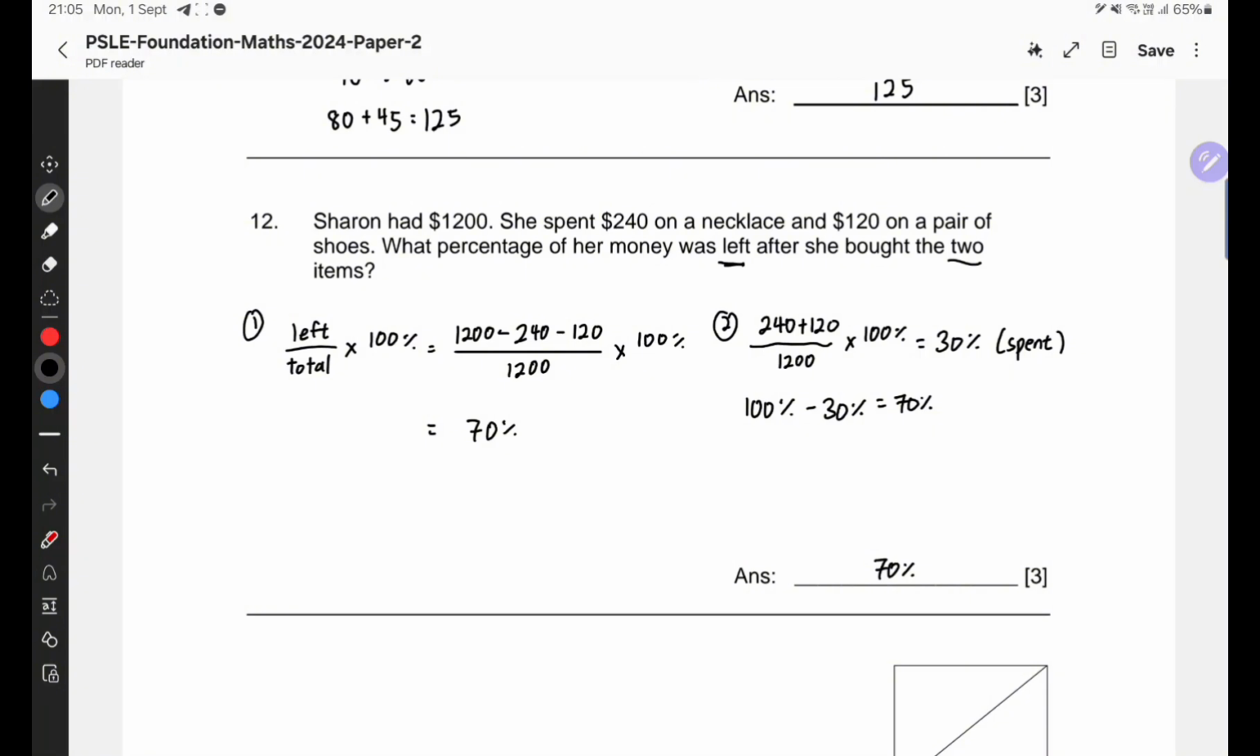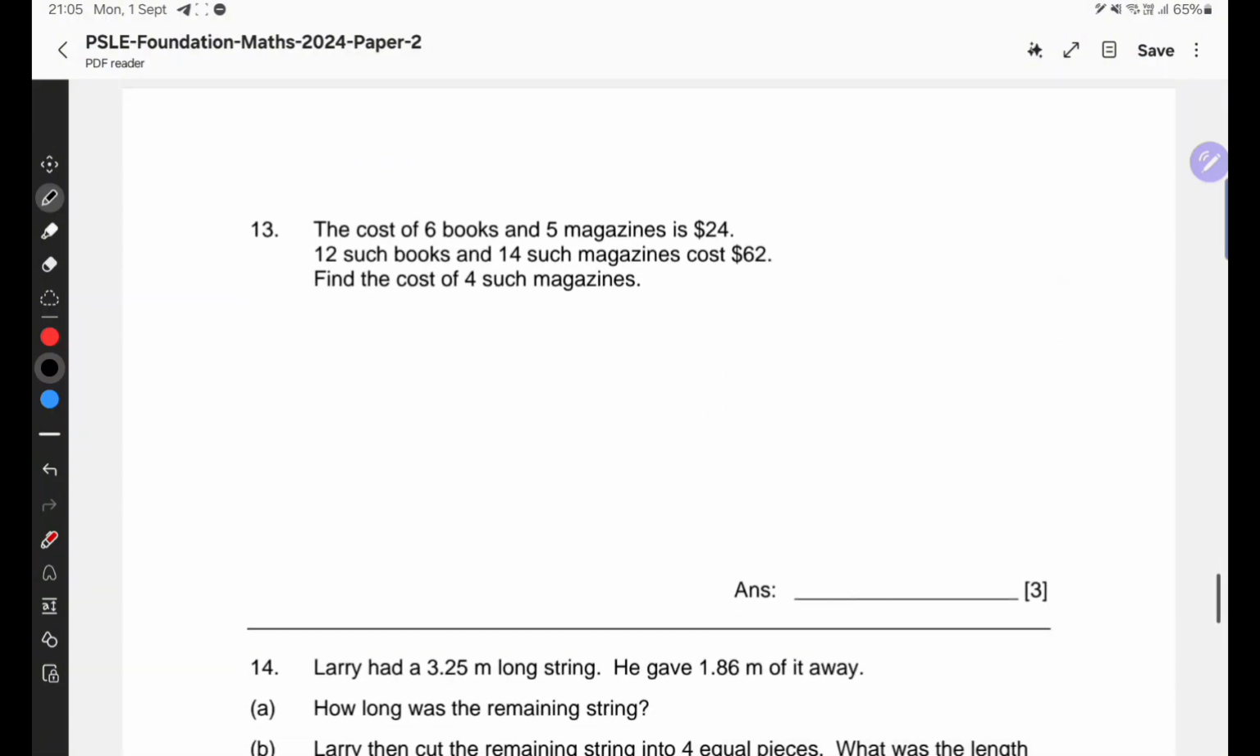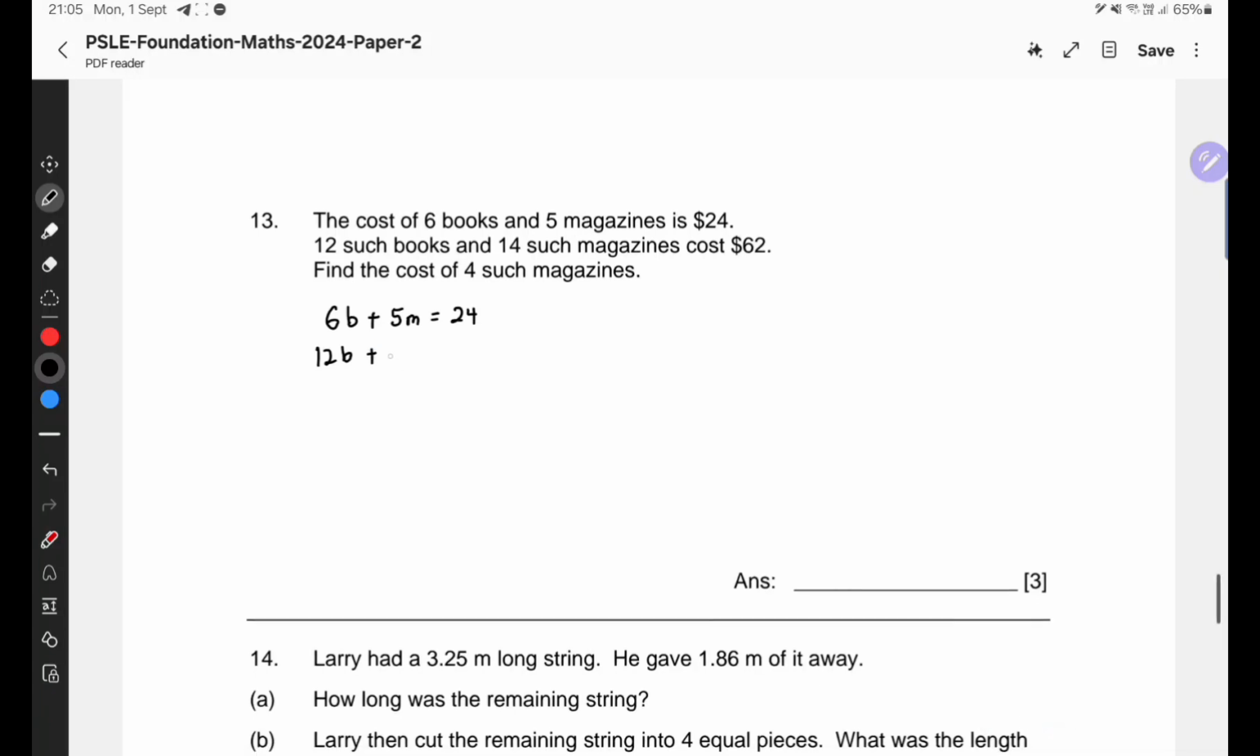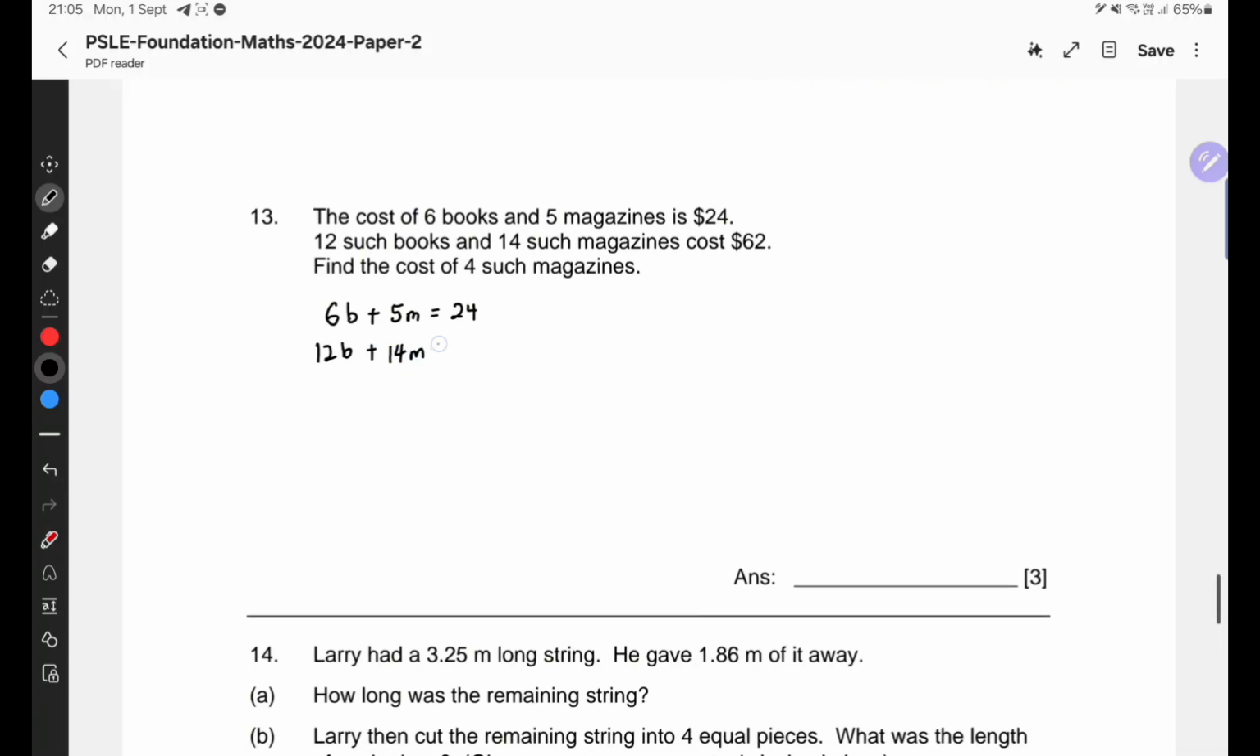Alright, moving on to question 13. The cost of 6 books and 5 magazines is $24. So 6 books plus 5 magazines is equal to $24. 12 books plus 14 magazines is equal to $62. The question is asking us to find the cost of 4 magazines.